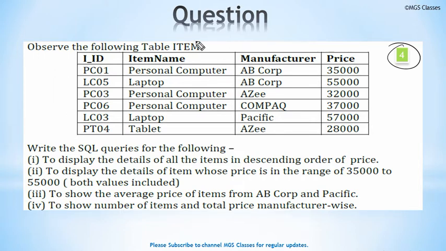So it is a very simple question. First I will read out the question and then we will discuss the solution for that question. So observe the following table item, and this table has 4 columns: item id, item name, manufacturer, and the price, and certain values are given. You should look at the values. Now you have to write down the SQL query for the following 4 questions.